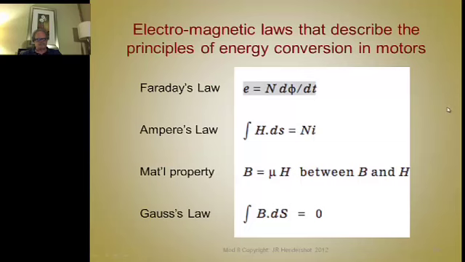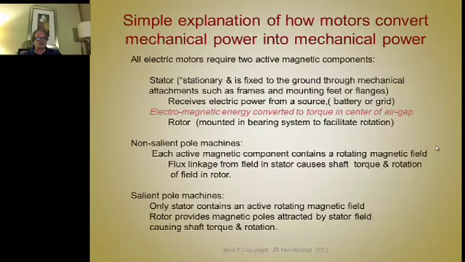We're all familiar with the basic 3 laws that describe the principles of energy conversion in motors, plus the details of material properties. But what I would like to do is to take that theory that you all pretty well understand and convert that into a simple explanation of how motors convert electrical power into mechanical power, or vice versa for generators. So there's a little better way to maybe get your hands around the concepts to help us as an introduction to motor design.